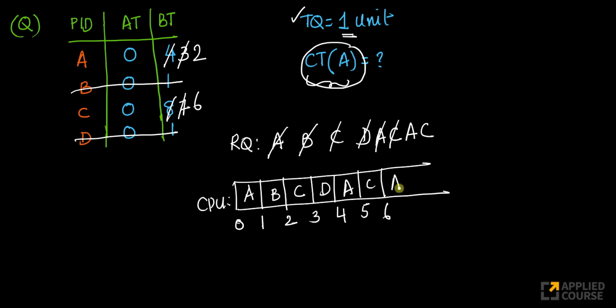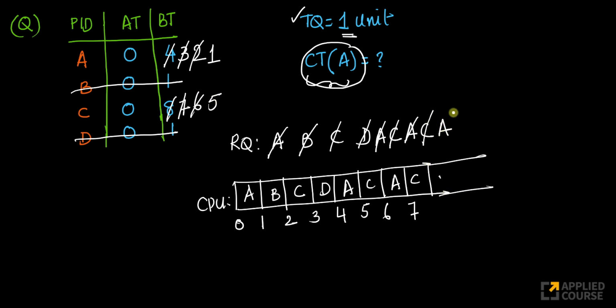Now A again gets its turn, right? A requires 1 more unit of time, so it adds itself to the back of the queue. C still has 6, so we give C a chance, right? So 5 more units left for C. Now I have A again.